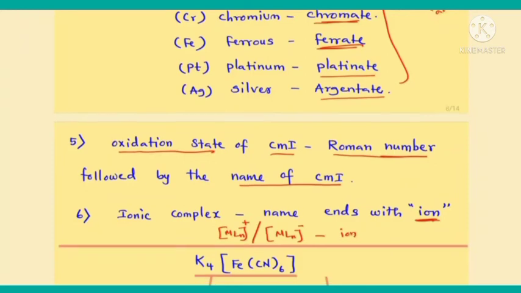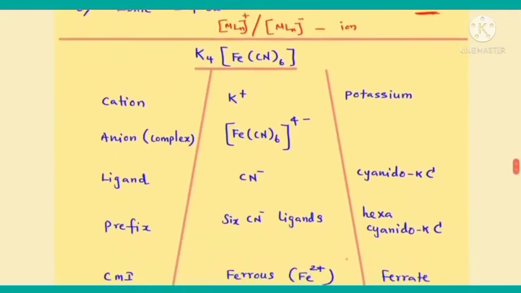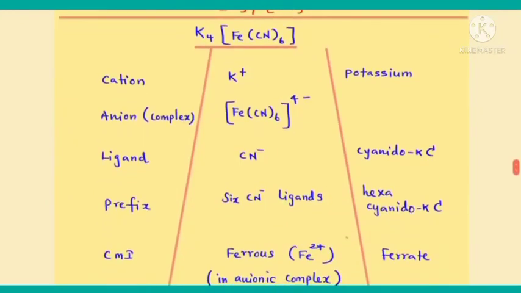Let us see one example. There is a complex of formula K4[Fe(CN)6]. First let us find out which are the cations and anions. Here the first portion is the cation, K4. Our cation is K plus ion, which is given the regular name potassium. Then the second half is the anion, [Fe(CN)6] with net charge 4 minus. It's a complex anion. This coordination compound contains an anionic complex.